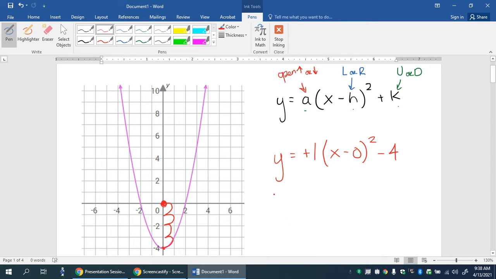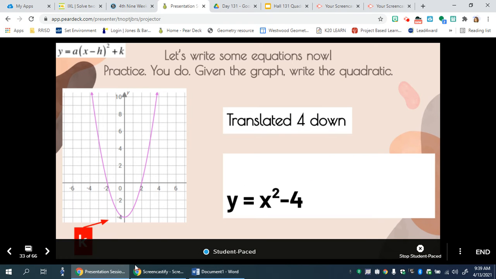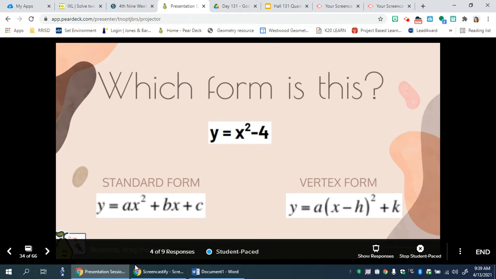And then we can simplify it. Y equals, we don't need that positive 1 because it doesn't actually affect anything. We don't need this 0 either, which means we don't actually need the parentheses. So we just have x squared minus 4. And this is the equation for our parabola. It was translated down 4, minus 4, that's all it means.